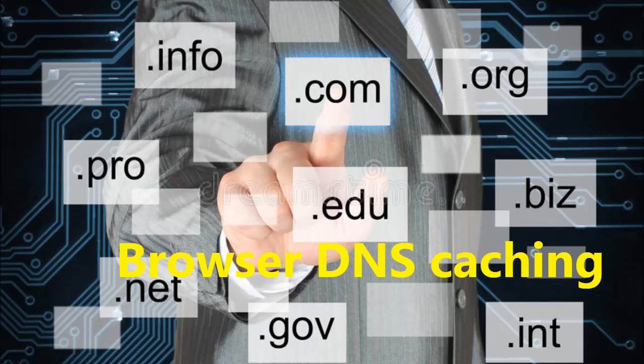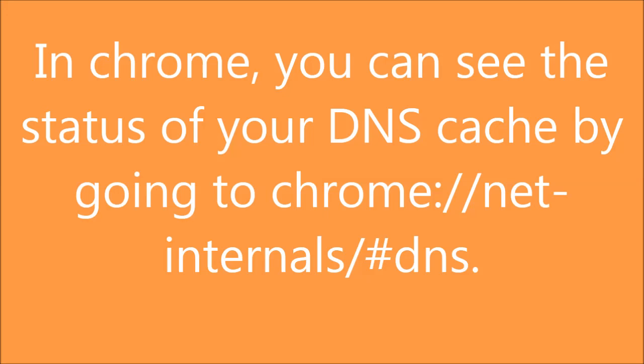Browser DNS caching. Modern web browsers are designed by default to cache DNS records for a set amount of time. The purpose here is obvious. The closer the DNS caching occurs to the web browser, the fewer processing steps must be taken in order to check the cache and make the correct request to an IP address. When a request is made for a DNS record, the browser cache is the first location checked for the requested record. In Chrome, you can see the status of your DNS cache by going to this link.